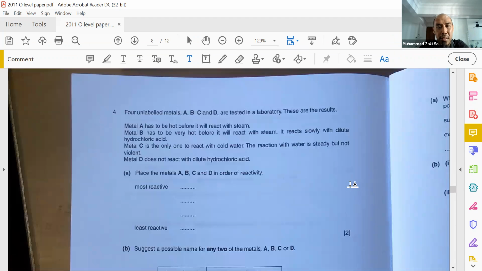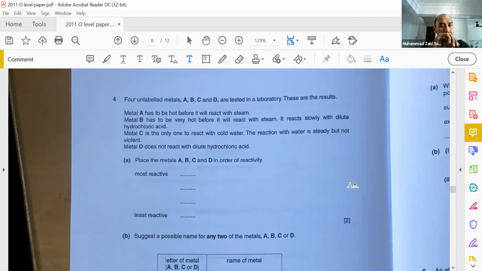Okay, metals. This is a topic called metals. So we have metals A, B, C, D tested in the laboratory. Metal A has to be hot before it reacts with steam. Does this metal sound familiar? Metal B has to be very hot before it reacts with steam. It reacts slowly with dilute hydrochloric acid. This one also sounds familiar, right? And C is the only one to react with cold water, and D does not react with dilute hydrochloric acid. So rank all these metals accordingly.